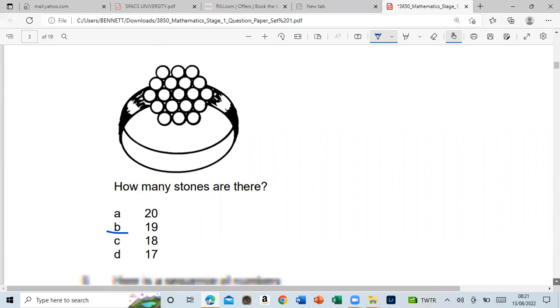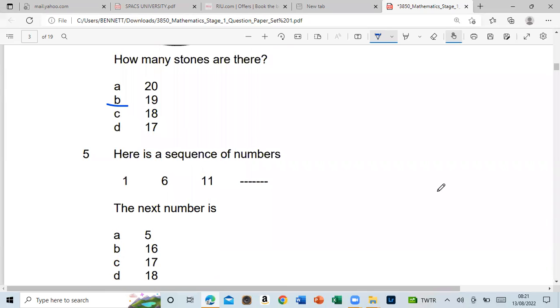All right, let's move on to 5. Here is a sequence of numbers: 1, 6, 11, and we are supposed to find the next number in the sequence, following the same pattern. Sir, 16, because each time they're counting by 5. Yeah, they're adding 5, so 11 plus 5 would be 16.